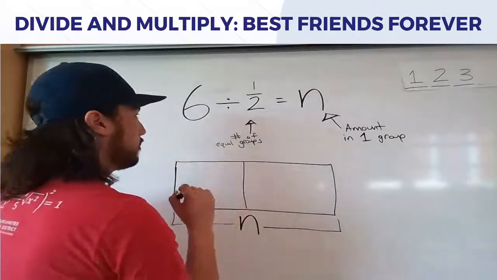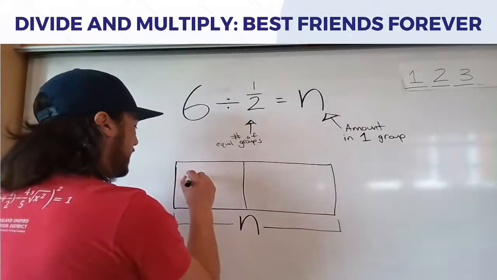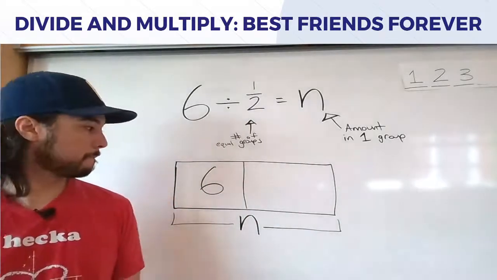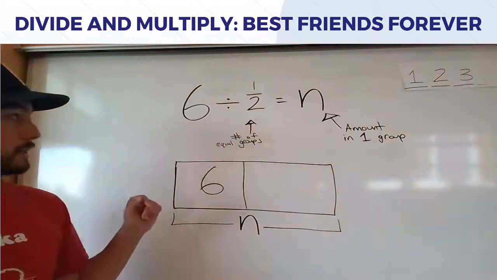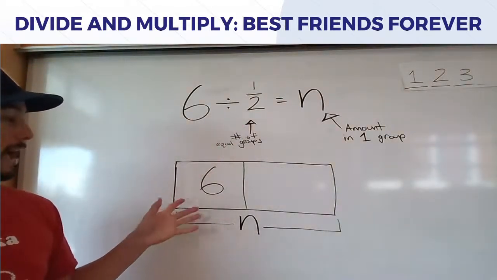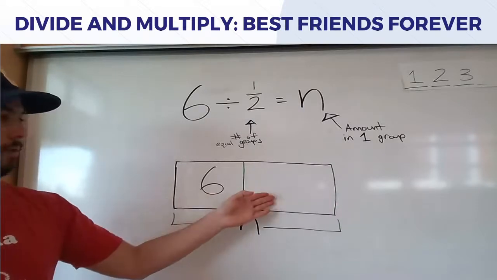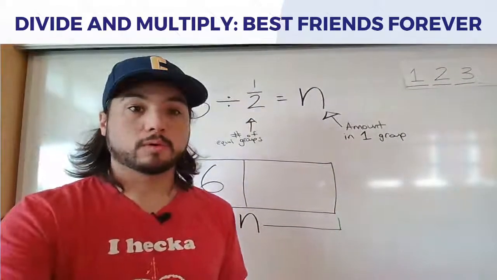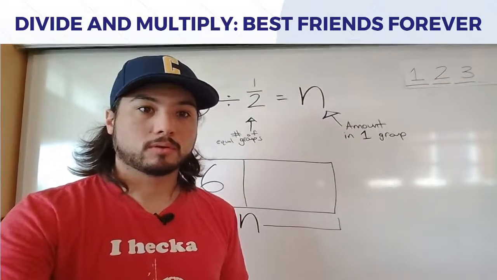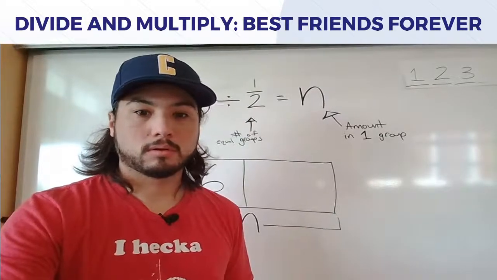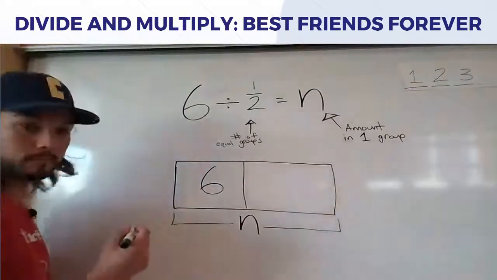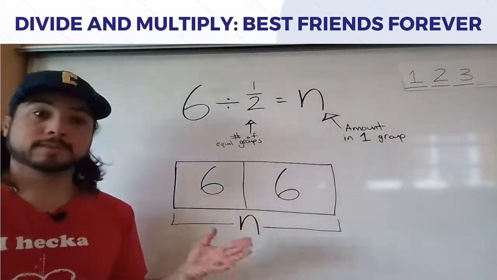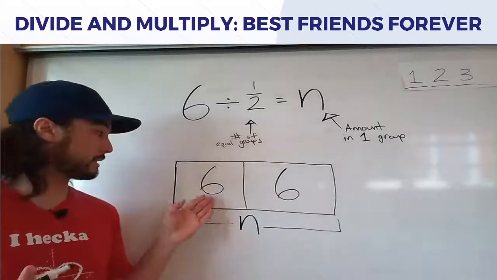And we know that 6 is in 1/2 of a group. Since they're equal groups and it's half of an equal group, what would be on this side then? What would be the other half? What would the other half equal? It also equals 6, right? If 1/2 of something equals 6, the other half's also going to equal 6, because again, we're making equal groups.